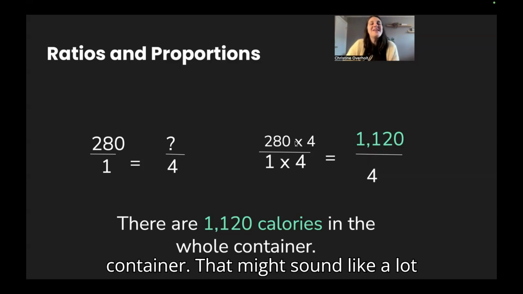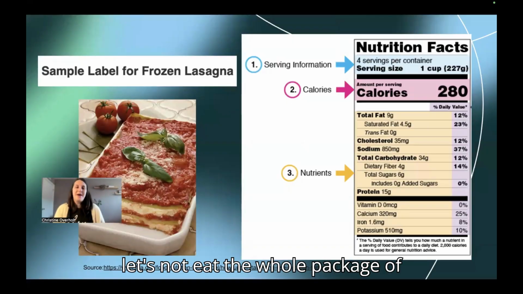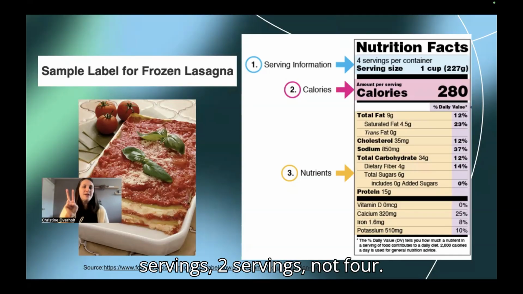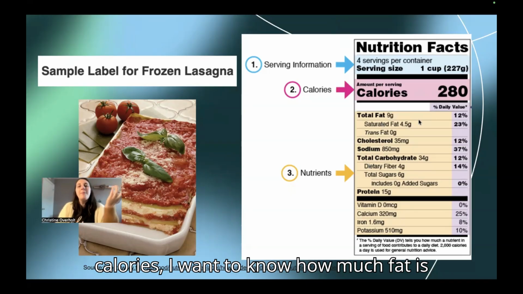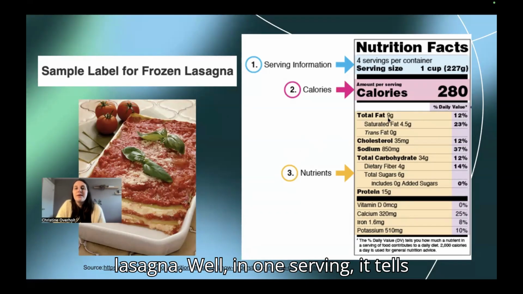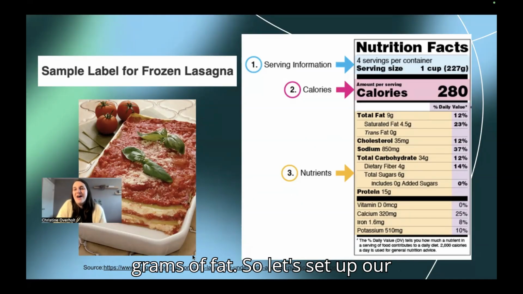That might sound like a lot of calories, so maybe we decide, well, let's not eat the whole package of lasagna. Maybe we'll just have 2 servings. 2 servings, not 4. And let's think about, instead of calories, I want to know how much fat is going to be in 2 servings of this lasagna. Well, in 1 serving, it tells us right here on the label that there's 9 grams of fat.